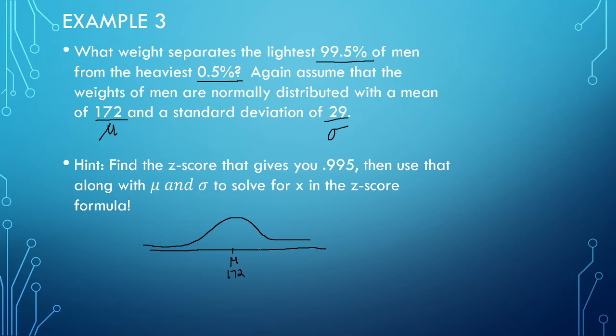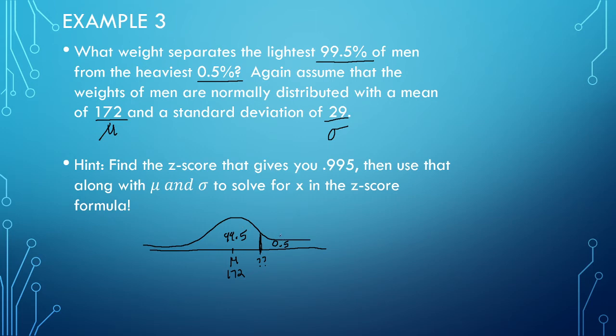So I'm looking for the value. I don't know the value, so I'm going to just put a mark here and put a question mark. I'm looking for a value that separates the lightest 99.5% of men. So the lightest will be on the left side. So I want 99.5% of men to be on this side and 0.5% of men to be on that side. I'm looking for what value does this. What value splits it so that you have 99.5% of men that's lighter than it and 0.5% of men that's heavier than it.